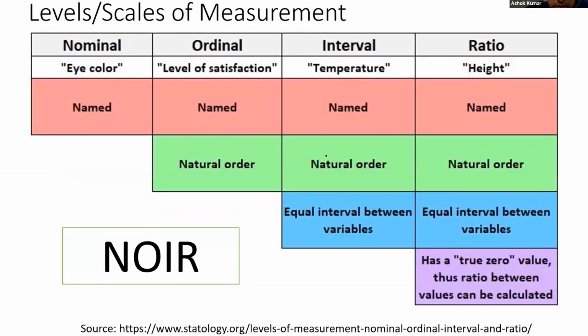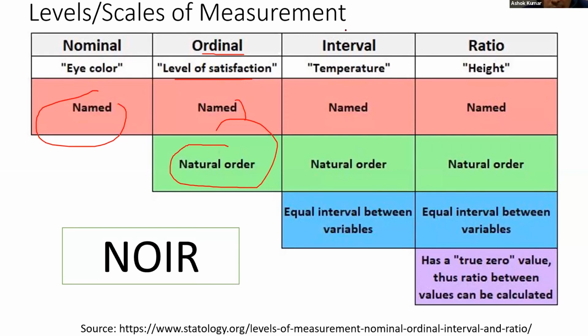And what tests can you see here? Nominal scale, for example, eye color has only a name, eye color. You cannot give order. But when we talk about the ordinal scale, for example, level of satisfaction, you can give a name, level of satisfaction or whatever, and it has natural order. It has order. Dissatisfied, satisfied, very satisfied, you can give order.